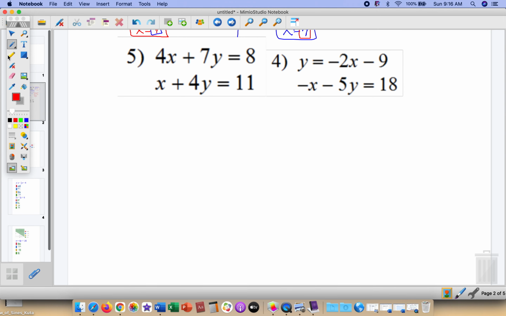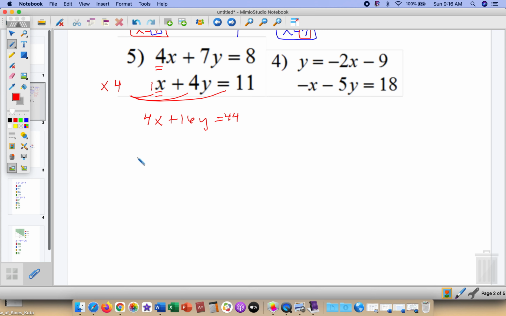Let's look at the next one. So for the next one, we have 4x plus 7y equals 8, and the bottom we have x plus 4y equals 11. We can either do substitution, but I'm going to practice elimination. So I can multiply the bottom by 4, right? So if we distribute that, we would get 4x plus 16y equals 44.